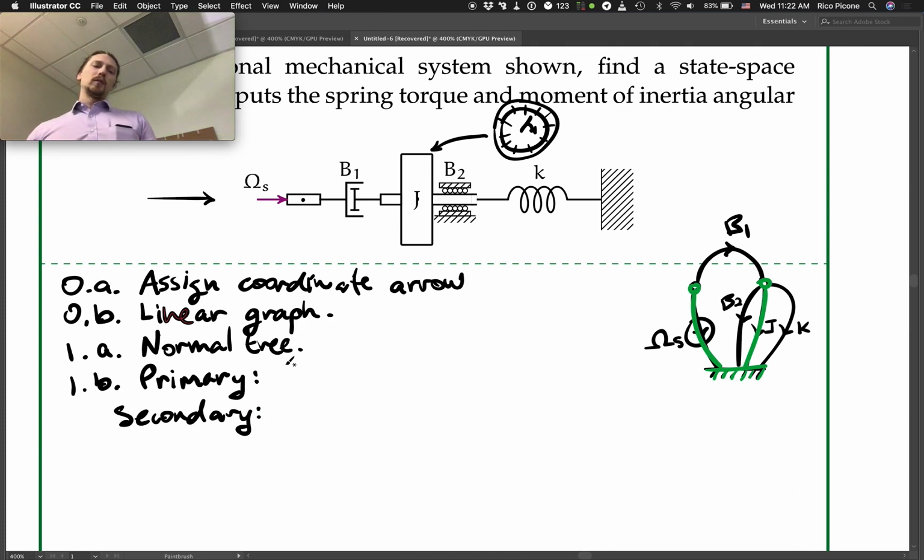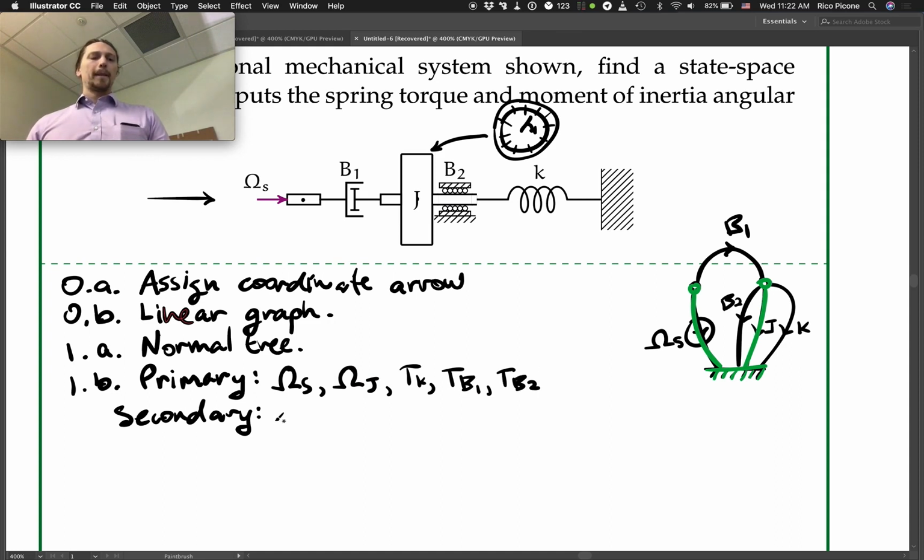So primary variables are cross variables on branches, so omega s and omega j, and through variables on links, so Tk, Tb1, and Tb2. Secondary variables are just the opposite, so Ts, Tj, so angular velocities are coupled to torques, and then the opposite happens here. Omega k, omega b1, and omega b2.